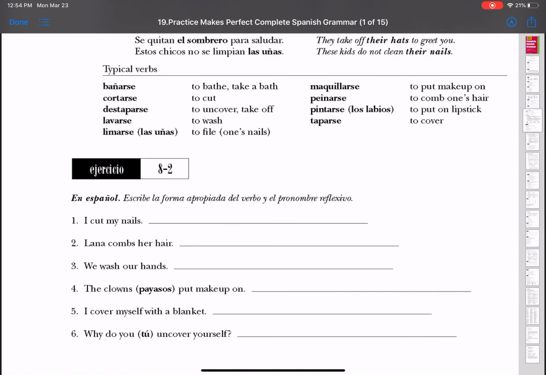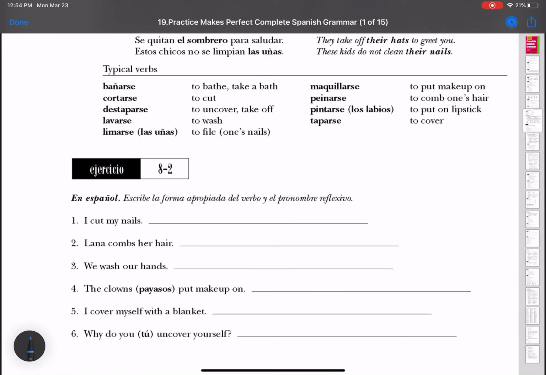All right, so we have ejercicio 8.2. So these are the verbs that we're going to be using to fill in the blanks, okay? So ejercicio 8.2 se dice en español, escribe la forma apropiada del verbo y el pronombre reflexivo. Número 1, I cut my nails. Well, we know it's going to be in the I form, just like in our previous one.